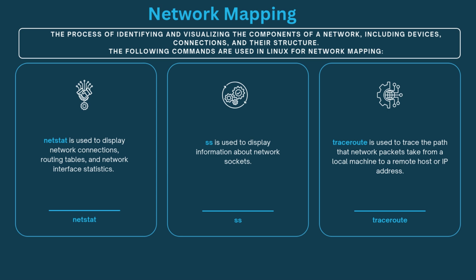In Linux, netstat and ss help you see live connections and open ports. Traceroute shows how packets travel across the internet to reach a host, which can uncover firewalls and routers along the way. These tools are essential for mapping both internal and external networks.